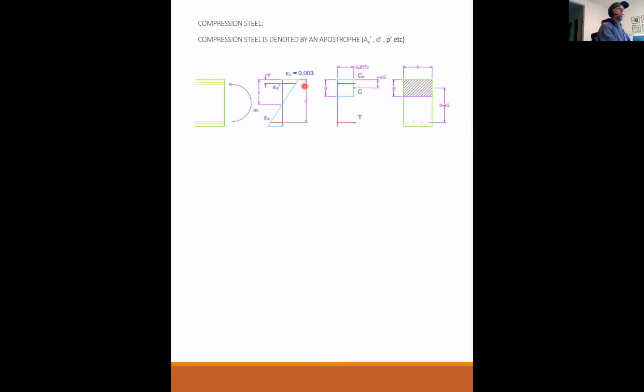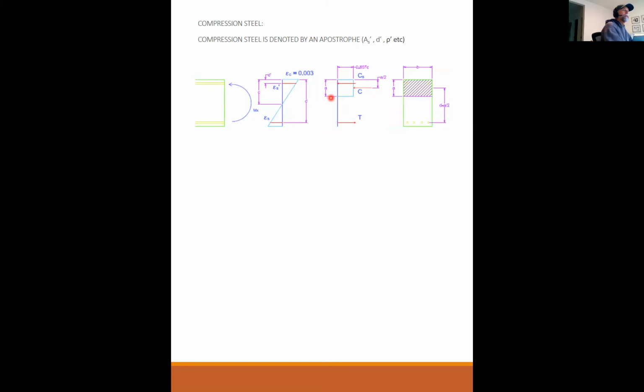But now we have a new component up here. Epsilon prime s is the strain in the compression steel. And this is going to become the trick of designing for compression steel. Epsilon prime s will always be less than 0.003. If you look at the triangle, it can never be more than 0.003. And rebar yields at 0.00207. So the question is always going to be, did that compression steel yield or did it not yield? That's going to be our trick.